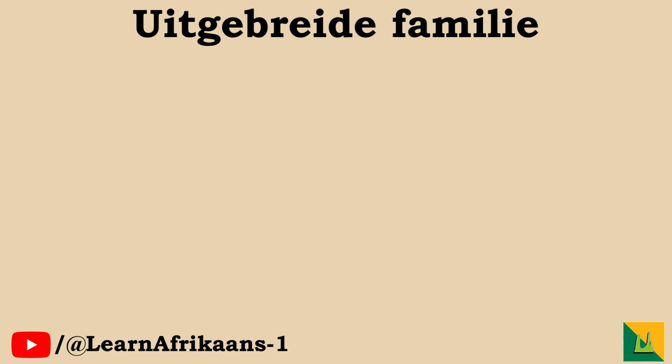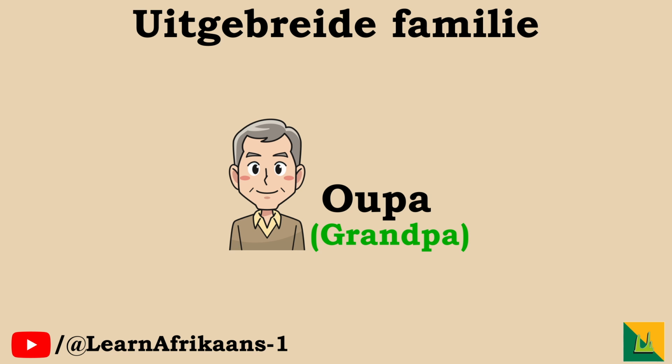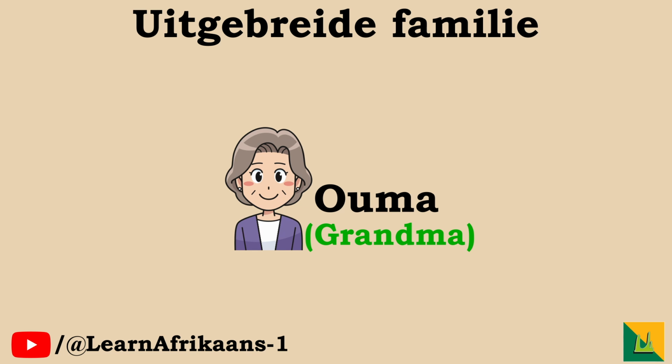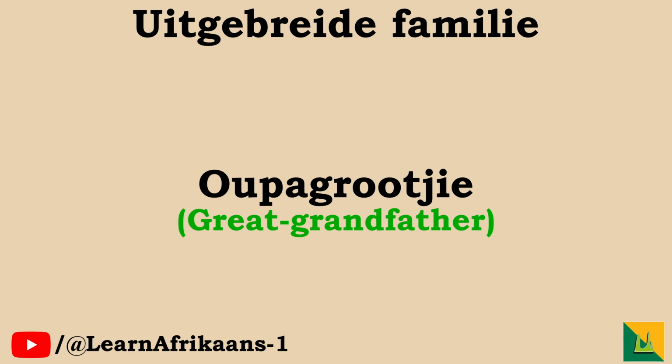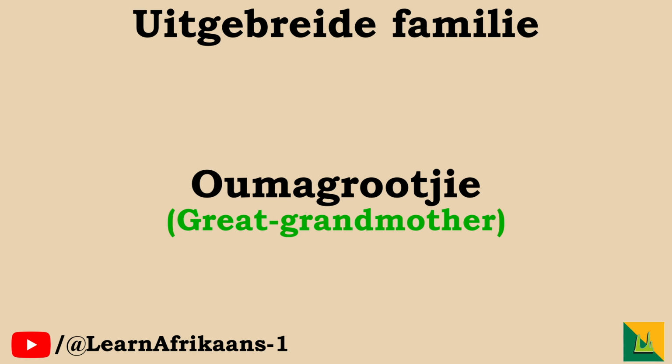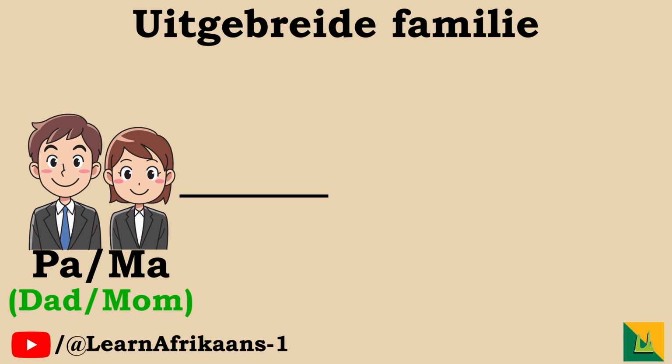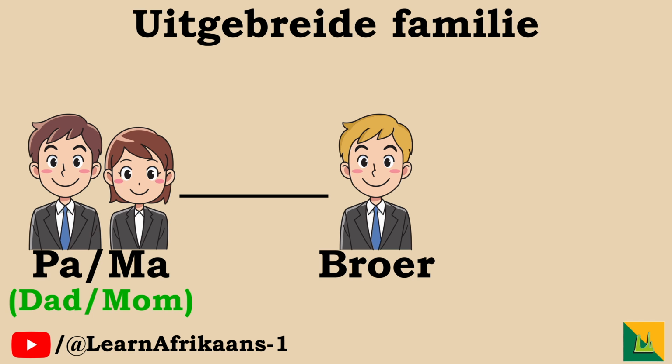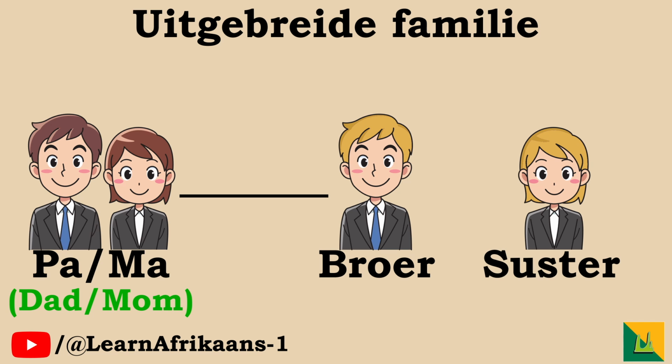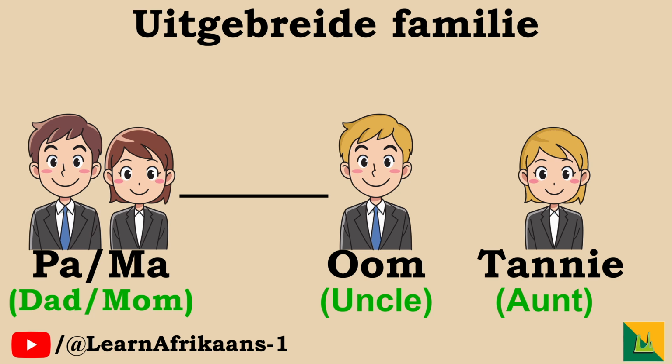Next we have the extended family, the Uitgebreide Familie. Your grandfather, oupa. Your grandmother, oma. Your great-grandfather, oupa grootjie. Your great-grandmother, oma grootjie. If your ma or pa had a broer or suster, they would be your uncle, oom, or aunt, tannie.